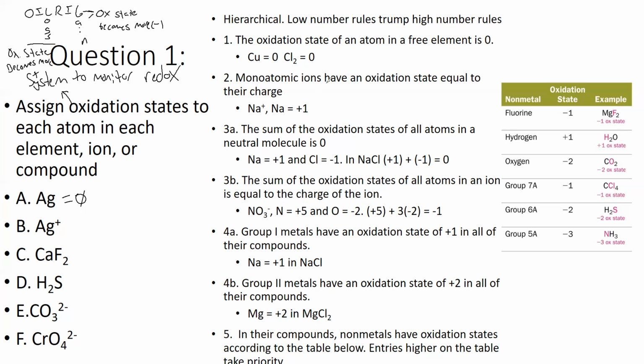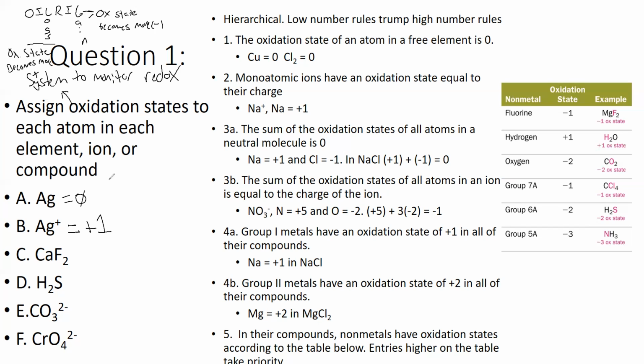Monoatomic ions have an oxidation state equal to their charge. So if we go to B, we see we have Ag now, but now there's a +1 charge on this ion, Ag +1. Therefore, to assign the oxidation state, if it's by itself and has a charge symbol, the oxidation state is equal to that charge symbol. So Ag plus has an oxidation state of +1.